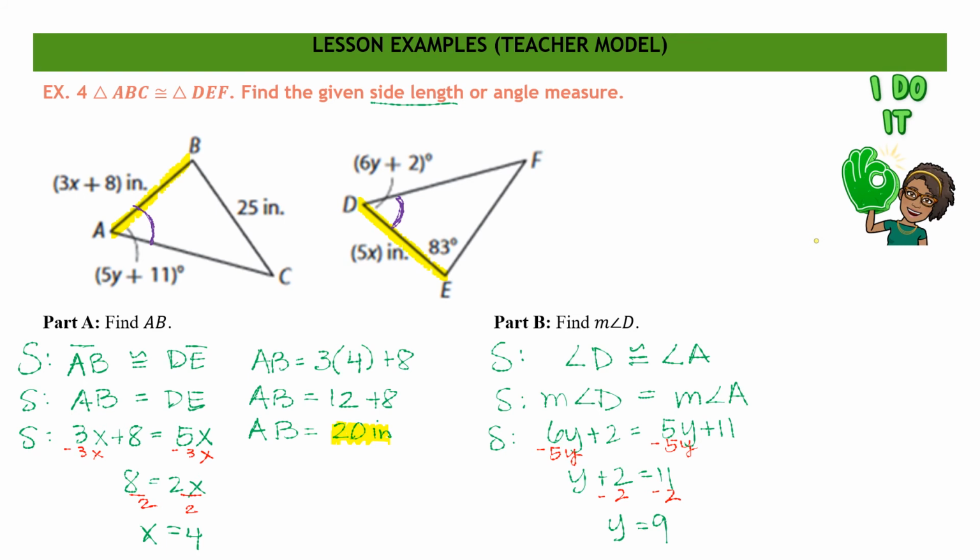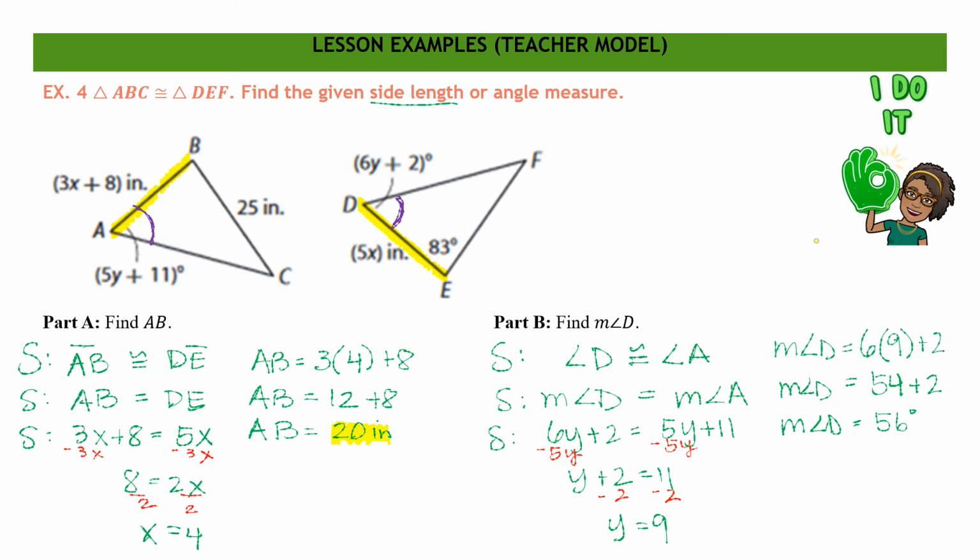And remember, we're trying to find the measure of angle D. So the measure of angle D, remember, was 6y plus 2. We're just going to go ahead and replace that y with 9 plus 2. And we know 6 times 9 gives us 54 plus 2. So the measure of angle D, 54 plus 2, gives me 56 degrees.